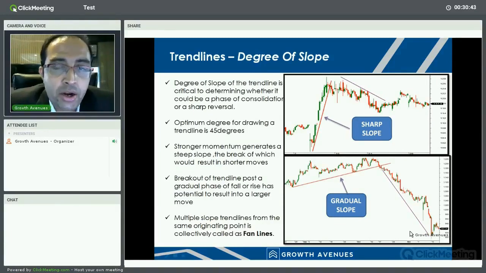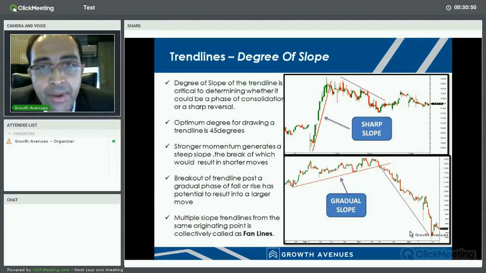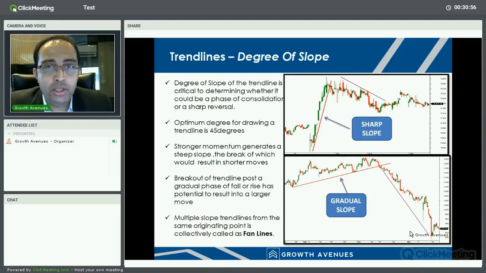So it's important to understand the degree of the slope, and the ideal degree of a trend line slope is 45 degrees. It is the optimum degree, and that's why a 45 degree line will work quite well in giving you a good understanding of a trend reversal and the extent of its move.